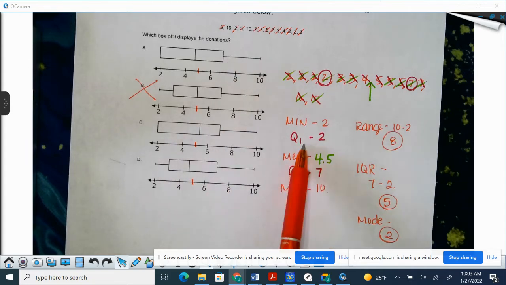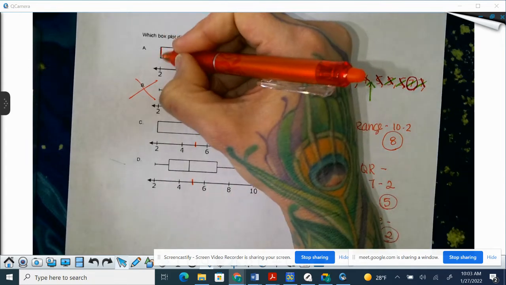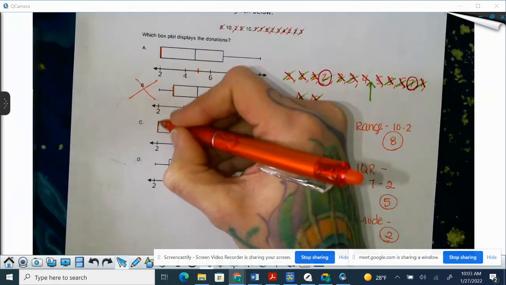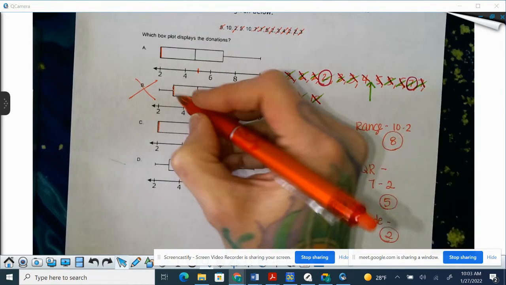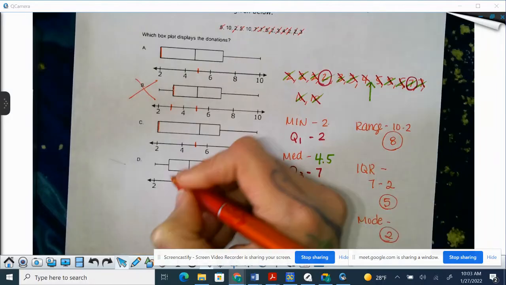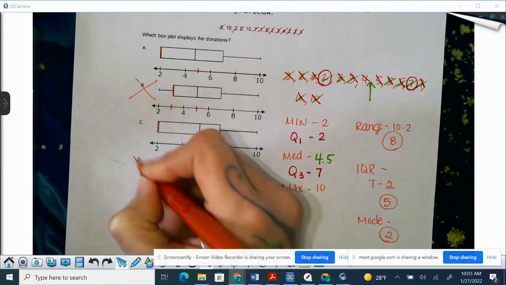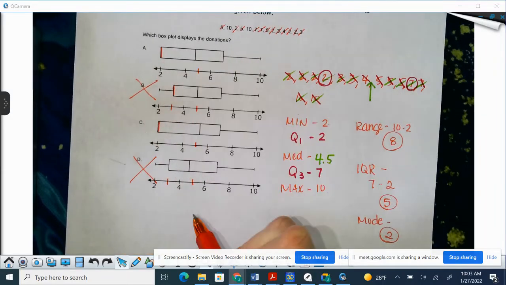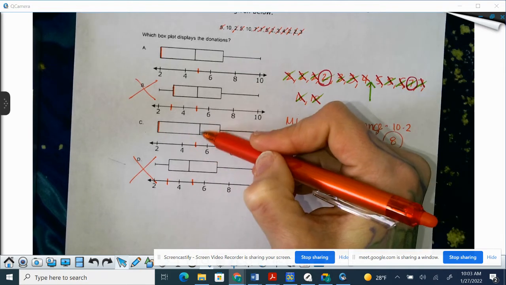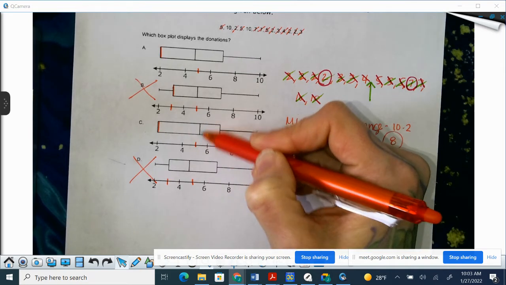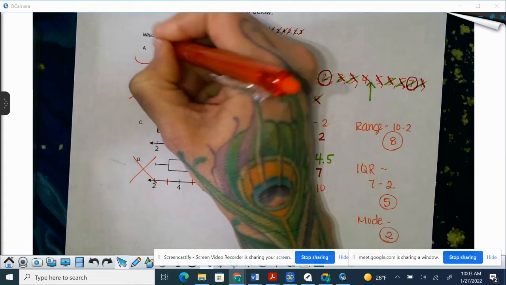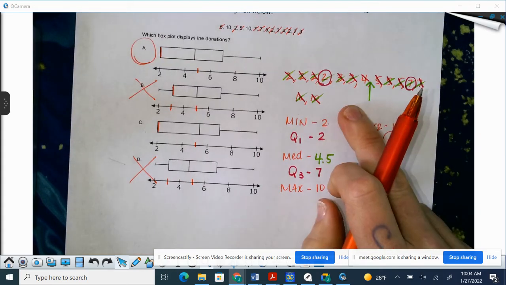Our Q1, which should be the first line of our box right here, we're looking at these, is at 2. So this one's closer to 3, so B's still out. D's at 3, so it's out. So we're now down to C and A. And the differential factor is our median is above, sorry, I missed that one, is above 5. So it's got to be A, knowing our 5-number summary.